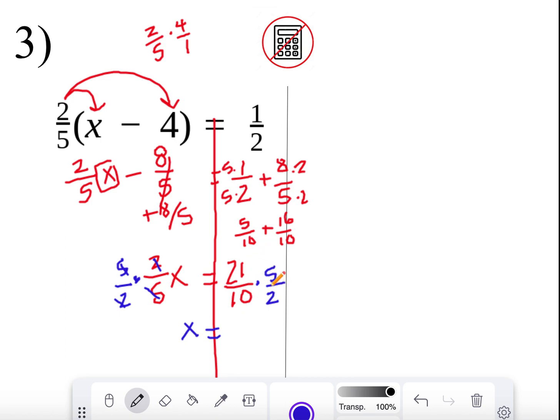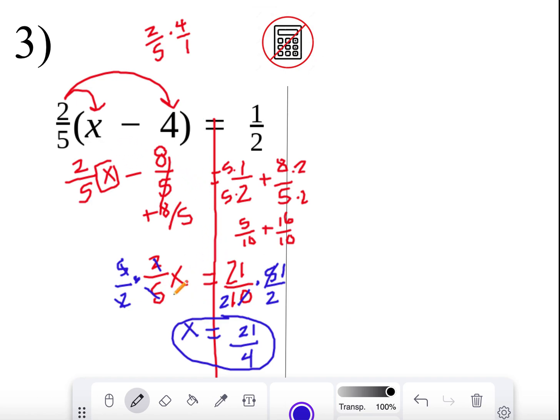Okay, over here, simplify before you multiply. We can divide by 5 here and here. And then we end up multiplying straight across, getting 21, and then the denominator, 2 times 2, I get 4. So we end up with 21/4. Perfectly fine to have an improper fraction. Just leave it just like that. Okay, so that's one way of solving this problem.